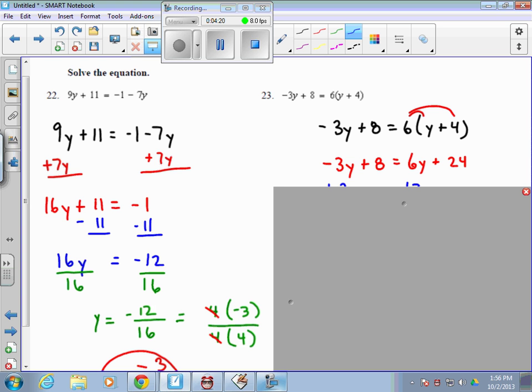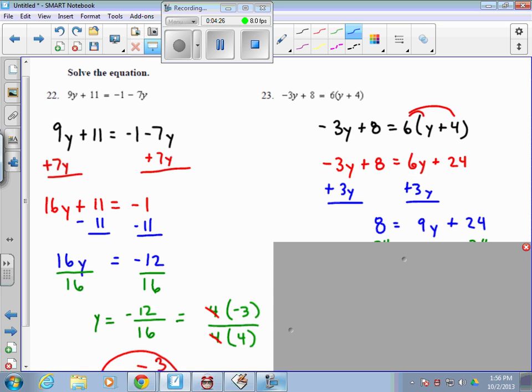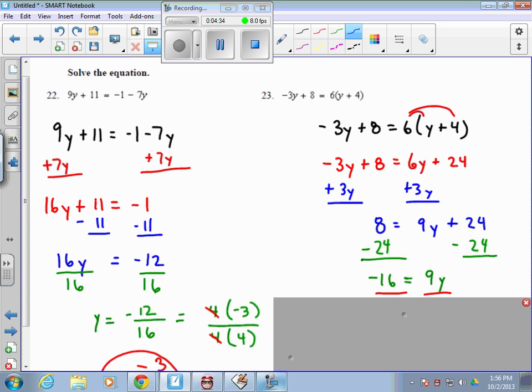Move the smaller variable term over, negative 3, by adding 3y to the left, doing the same thing to the right. Gives you 8 equals 9y plus 24. Move the constant term 24 over to the opposite side. It says plus 24, so subtract from the right. Do likewise to the left. Negative 16 on the left.